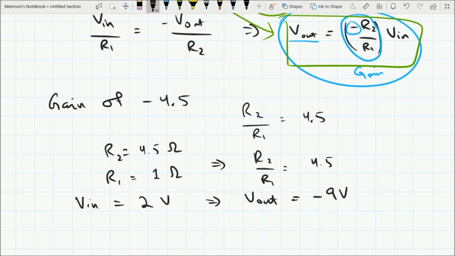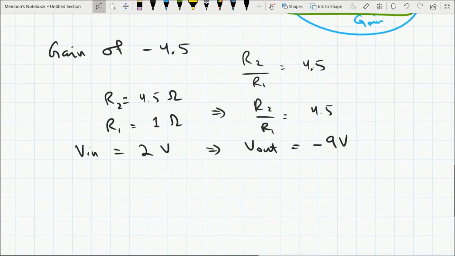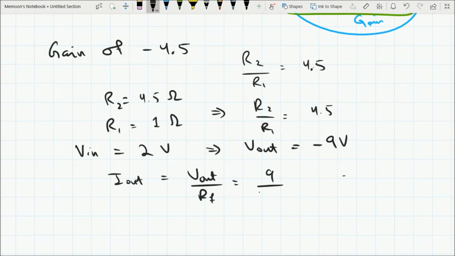The current that has to be supplied by the operational amplifier would be determined by this Vout over RF, right? That should be equal to the current. So let me write it separately. The Iout that has to be supplied by the operational amplifier would be equal to Vout over RF, and that would be equal to 9 over 4.5, and that comes out to be negative 2 amperes.